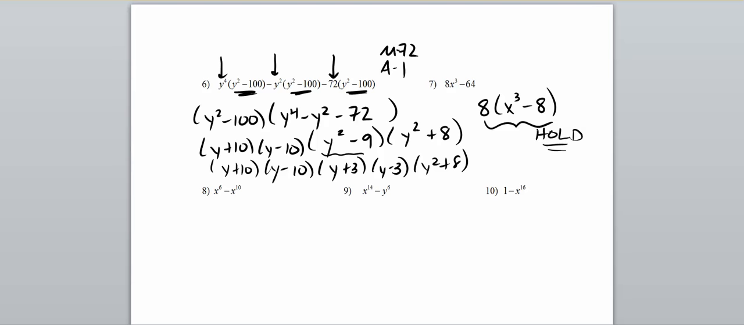So we'll come back to this problem. But regardless, make sure you always pull out the 8 first, and then we're going to teach you how to factor that x cubed minus 8 in the next lesson. So let's jump to number 8.